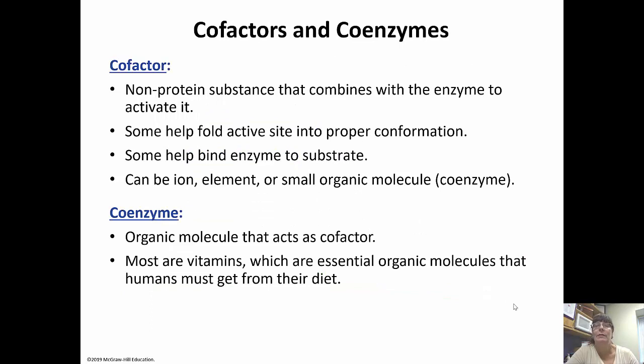Cofactors and coenzymes are things that make enzymes function better. Cofactors are non-protein substances that combine with the enzyme to actually activate it. Some of them help the enzyme bind to the substrate. Some of them help the active site fold into its proper conformation. Now, it can be a small organic molecule, an ion, or an element. Coenzymes are organic molecules that act as cofactors. Most of these are vitamins, which are essential to us that we have to actually get from our diet.